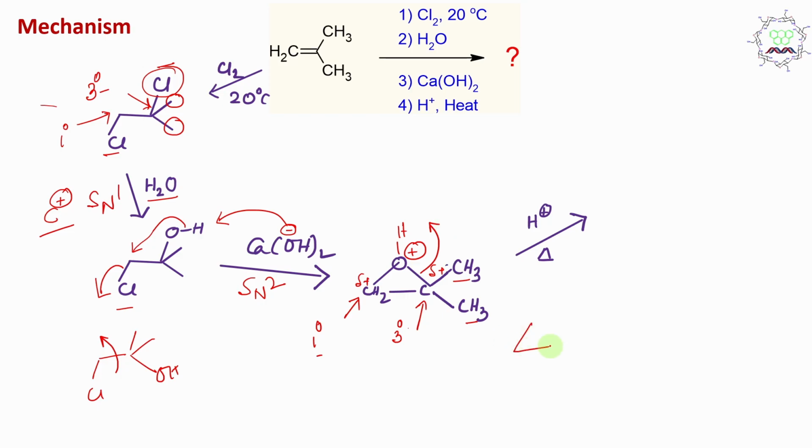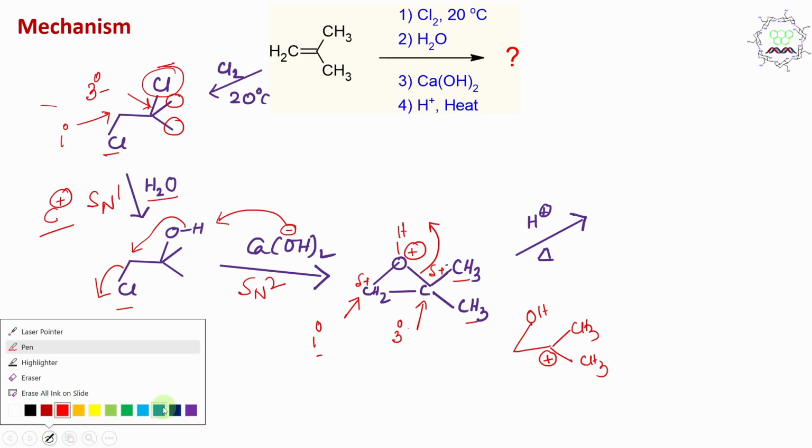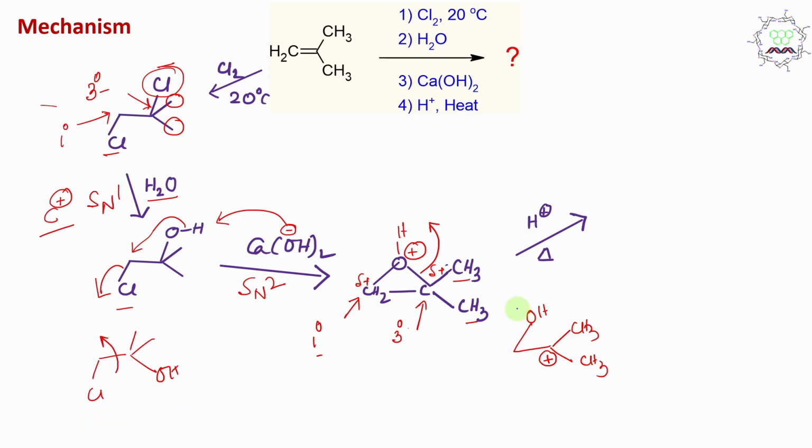By the way, in such cases I suggest you write everything as it is and focus on the place where the bond breakage took place. So here this bond is broken, so positive charge here. This is a tertiary carbocation. Now this tertiary carbocation, if you look at, is comparatively stable undoubtedly, but what can happen?